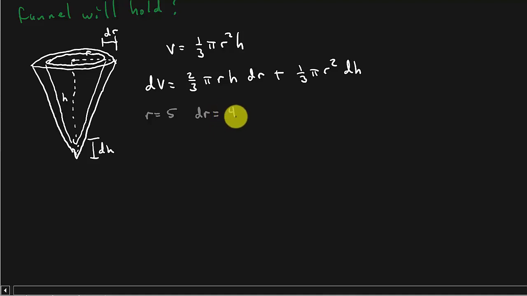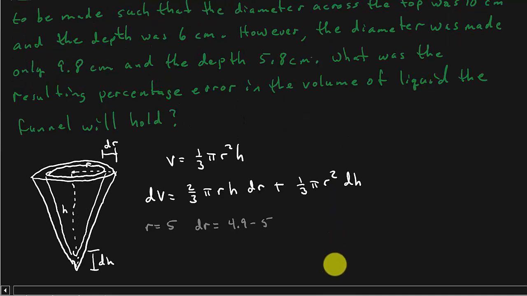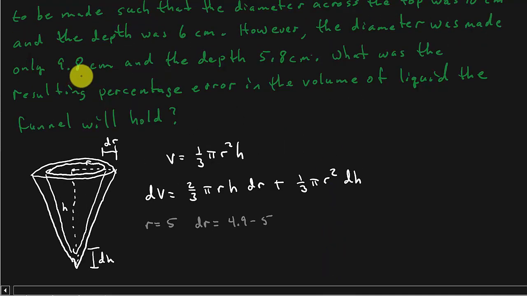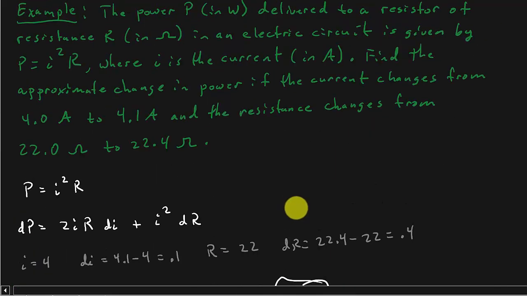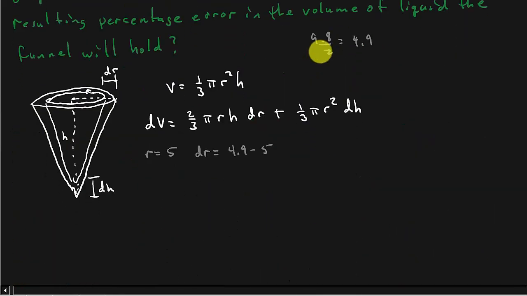Well, that's 4.9 minus 5, right? Because it was made to be 9.8. So 9.8 divided by 2, that's where we get the 4.9 from. You might be wondering, why are you doing 4.9 minus 5, why not 5 minus 4.9? Notice here it went from 4 to 4.1, so we did 4.1 minus 4. And here it was at 22, but then it changed to 22.4. Notice how these values increased. What's happening here is it was supposed to be at 5, the radius, but it's at 4.9. So it went from 5 to 4.9. It decreased, right? So we're doing 4.9 minus 5, which is negative 0.1.